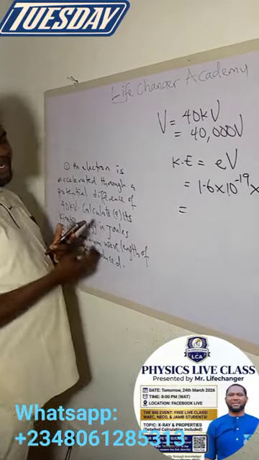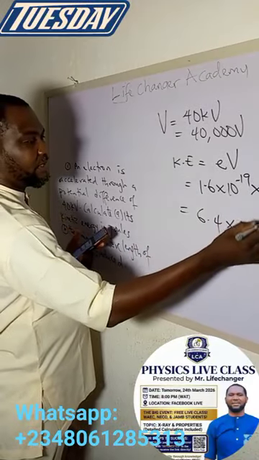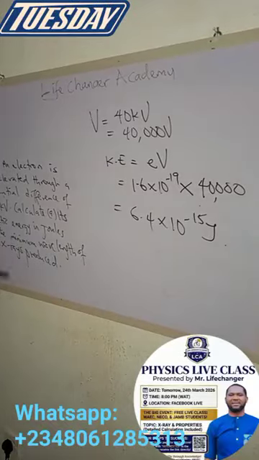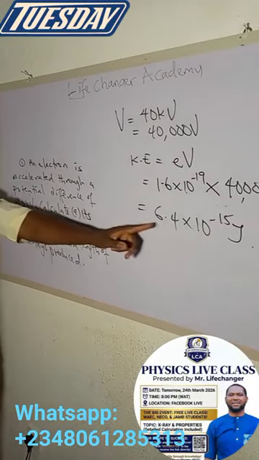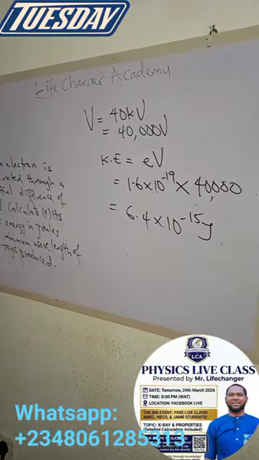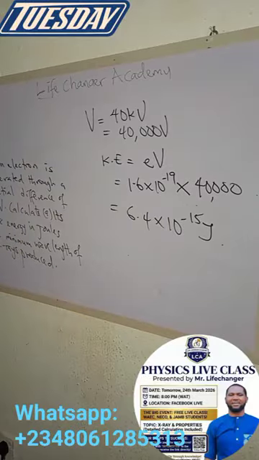If you multiply this, it's going to give us 6.4 times 10 to the power negative 15 joules. So this is the value. We just answered the first question, the kinetic energy in joules, and we can see here that it is 6.4 times 10 to the power minus 15 joules. As easy as that. You shouldn't fail questions like this. Now look at the next question.